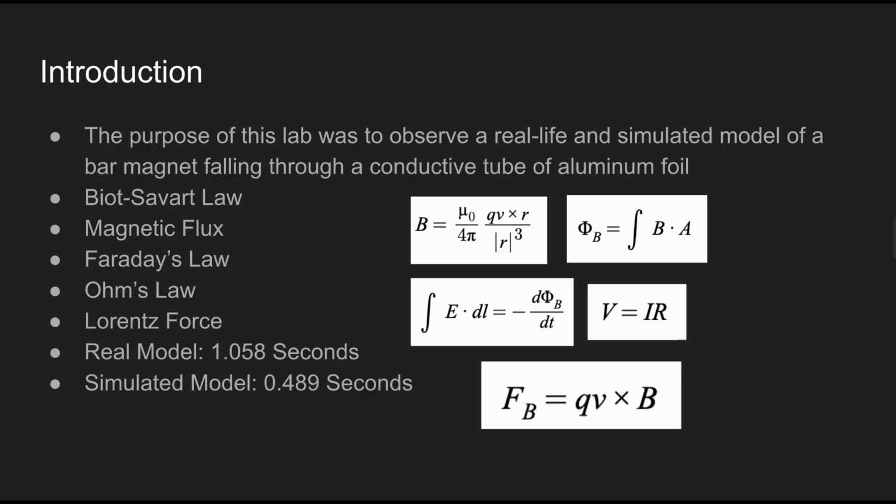The purpose of this lab was to observe a real-life and simulated model of a bar magnet falling through a conductive tube of aluminum foil. To do so, multiple key concepts would be used.